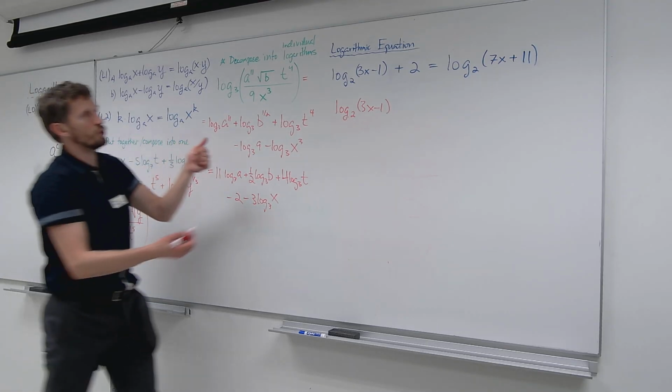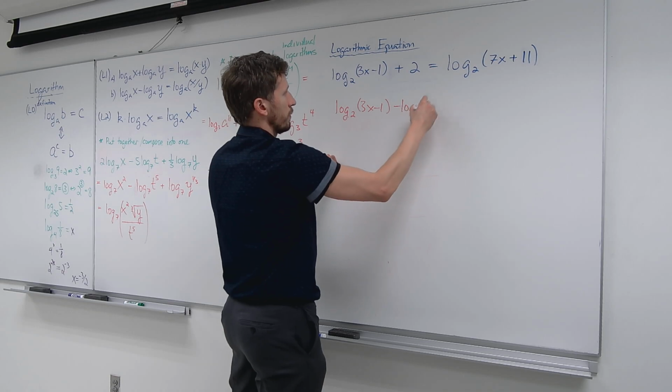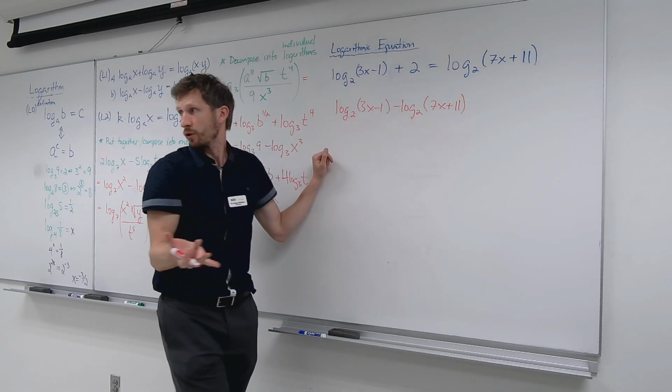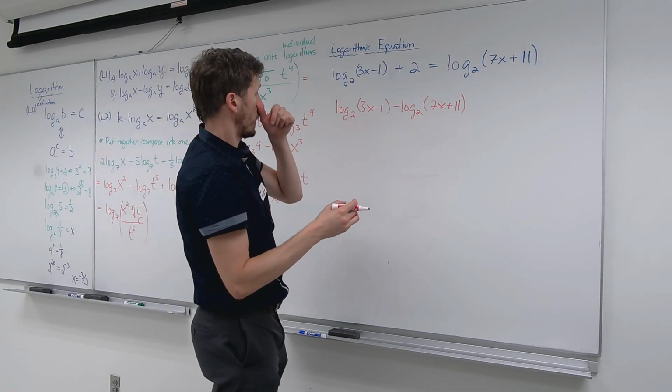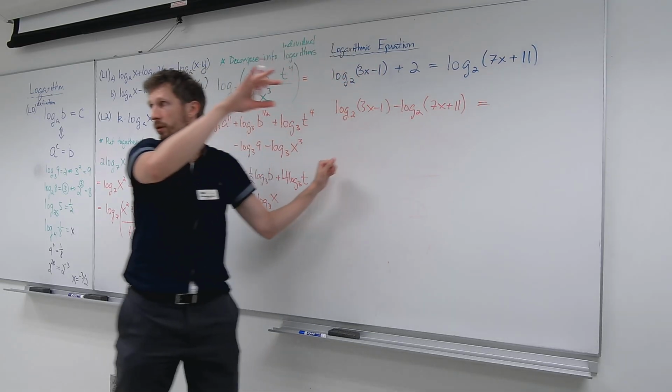So minus, what would you do? Minus log base 2 of what number? 7x plus 11. Okay. So far, so good. All right. Now, watch this. Equals 2. Let's get the number out of the way. Subtract 2 from both sides.